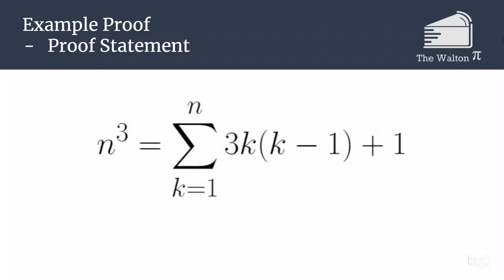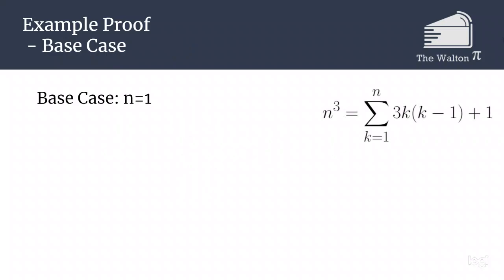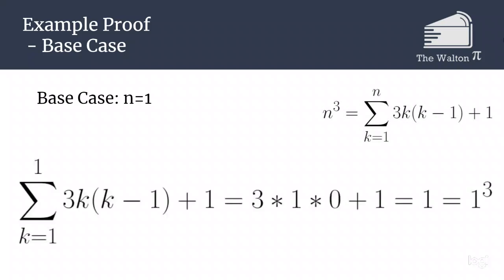The first thing we have to do is establish our base case. So in this case, we're going to be starting at n equals 1. So let's look at the sum from k equals 1 to 1 of 3k times (k minus 1) plus 1. Well, if we plug in 1 for k, we get 3 times 1 times 0 plus 1, which is equal to 1, which is equal to 1 cubed. So our base case is valid.